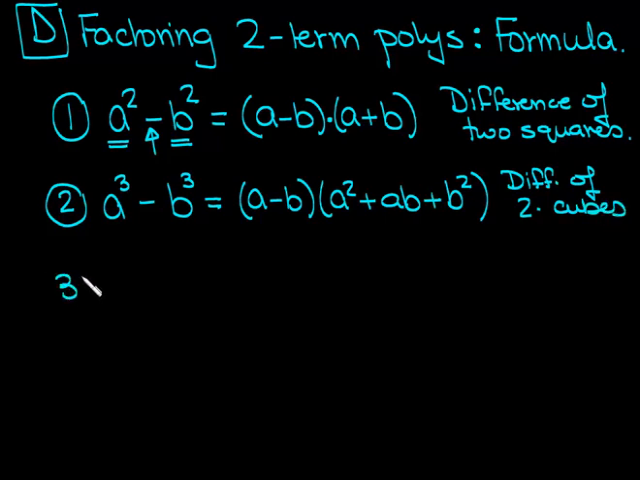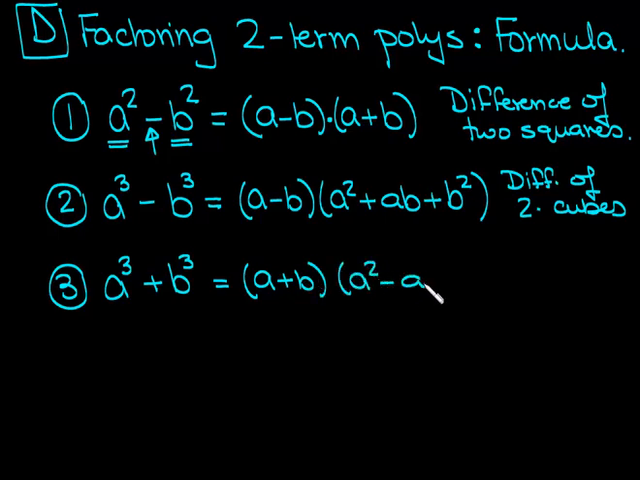And then the last formula you need to learn is a cubed plus b cubed, which is a plus b times a squared minus ab plus b squared. So this is sum of 2 cubes. So these are the 3 formulas you need for this class. And you can see on the left hand side I have some polynomial, because the exponents are positive integers or 0. And on the right hand side we've written the left hand side as a product. And that's our goal. Okay.